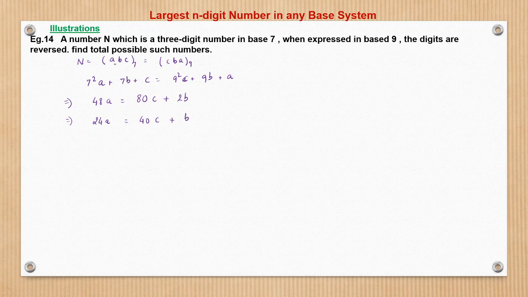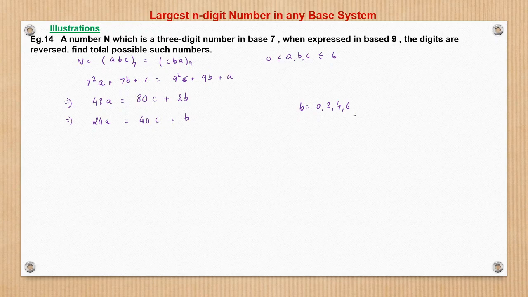Now we know that since ABC are just the digits of a number in base 7, they will be between 0 to 6, right? Then only it will satisfy this base 7 criteria. And from here we also know that LHS is an even number. So RHS must also be an even number. This number is even, so B must be even. It can take value 0, 2, 4, and 6 only. I mean maximum it can go to 6. So B can take 0, 2, 4, 6.